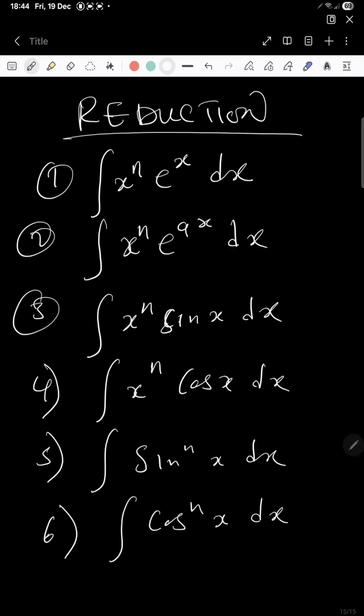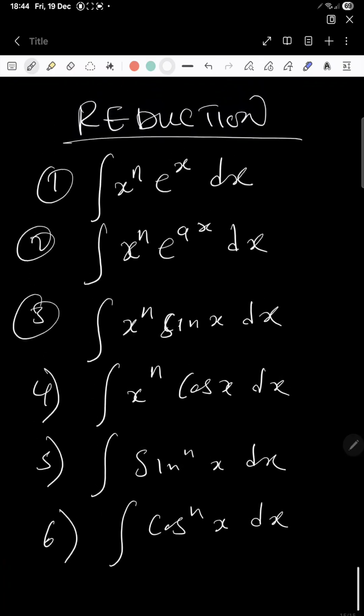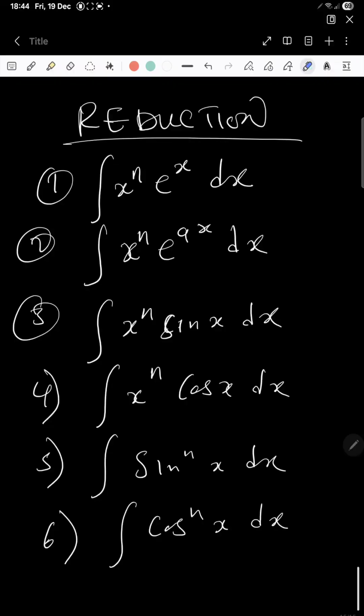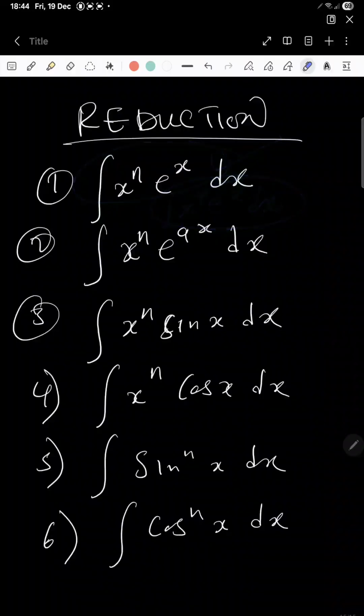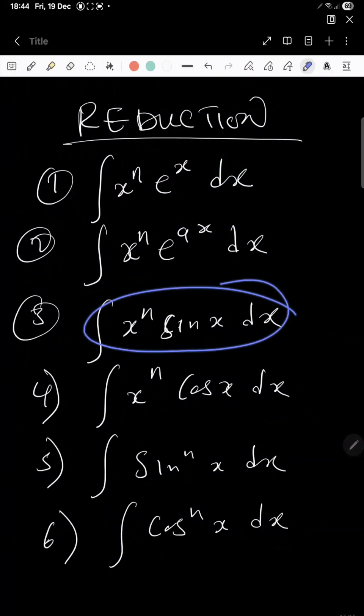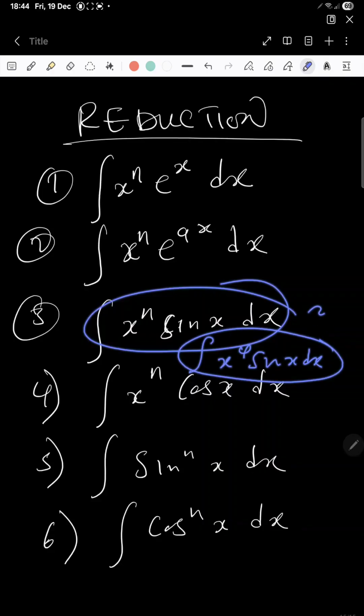of these forms. Because what happens is that if you are given a question which is in this format, it means that it can only be integrated by reduction. For instance, I can give you to integrate the integral of x to the power 4 e to power x dx, meaning that this question can only be integrated by a formula which is given for this format here. Or if I give you something to integrate which is in the form x to the power 4 sine of x dx, meaning that this question can only be integrated using reduction of this format here.